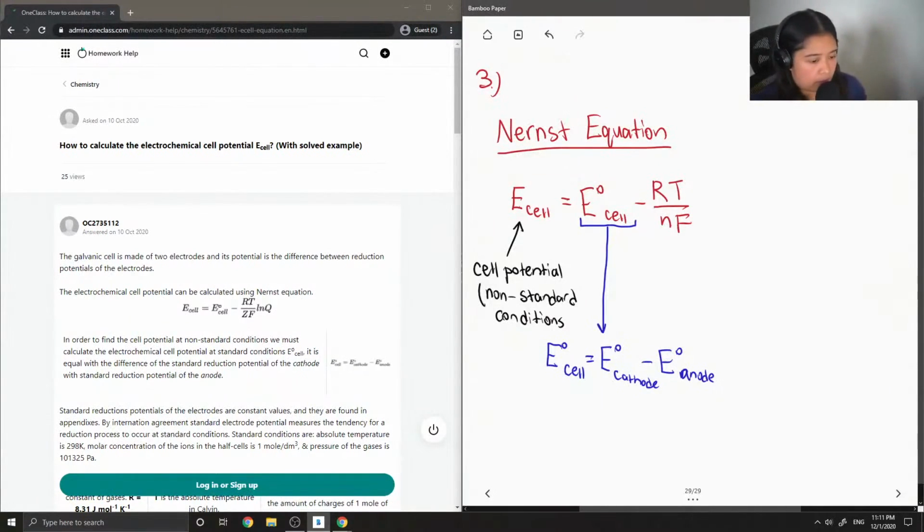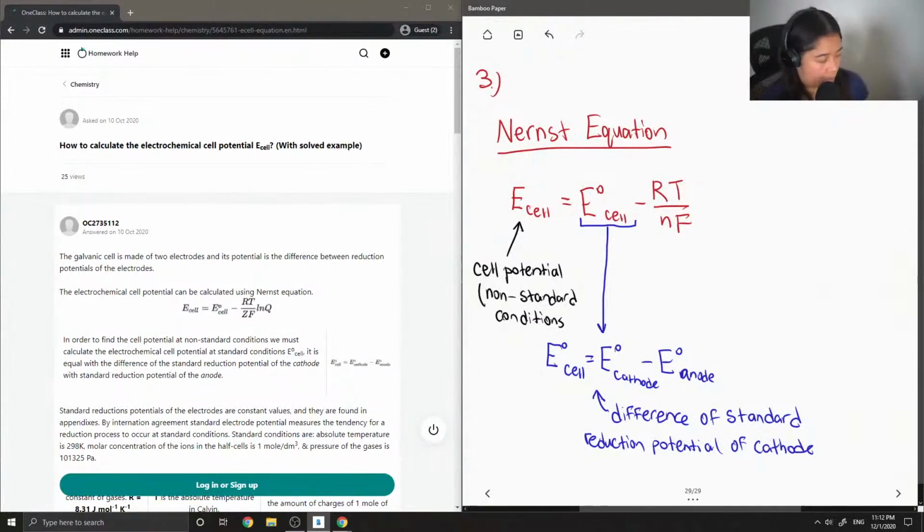Okay, so E°cell is the difference of standard reduction potential of the cathode with the anode. So it's pretty much the difference between the two.